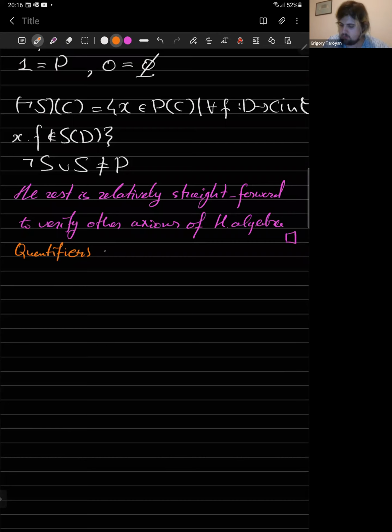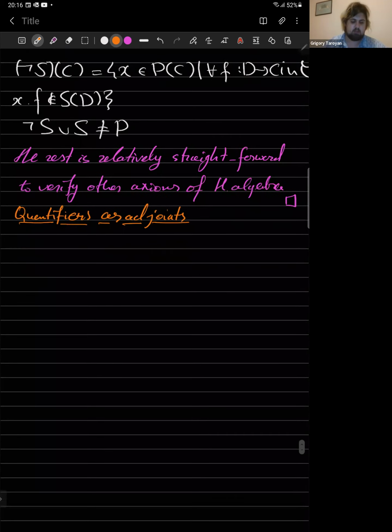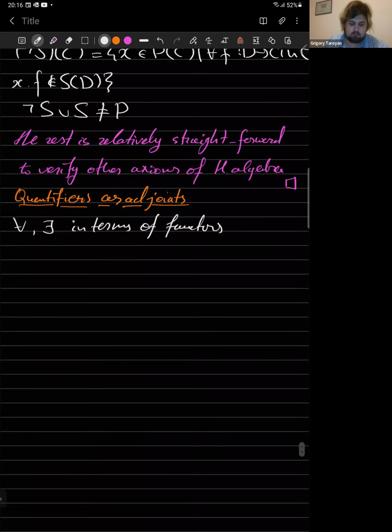This is another semi-topological or logical story. But mostly it demonstrates that actually most of classical logic can be formulated in terms of category theory. So the goal here is to describe quantifiers, for all and there exists, in terms of functors. And we can do that.